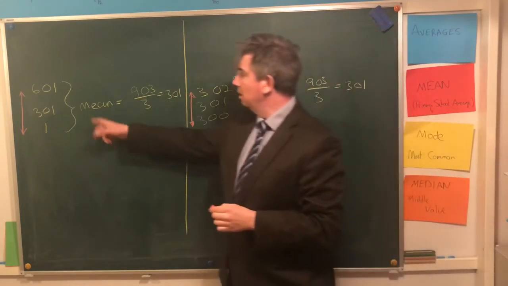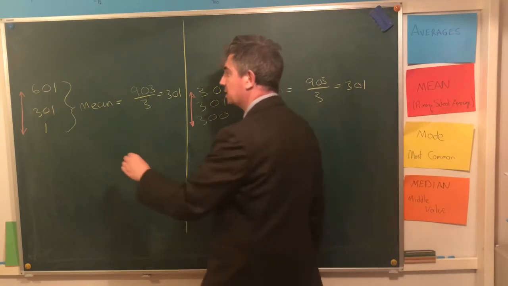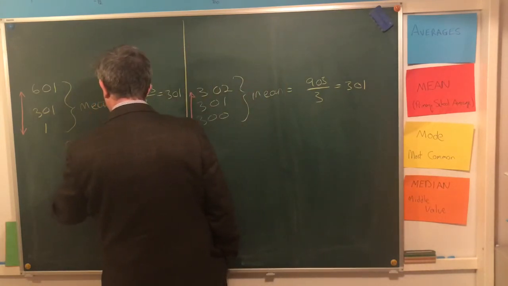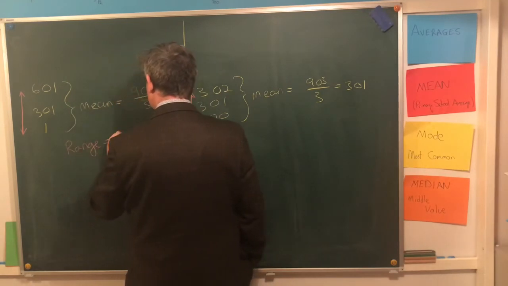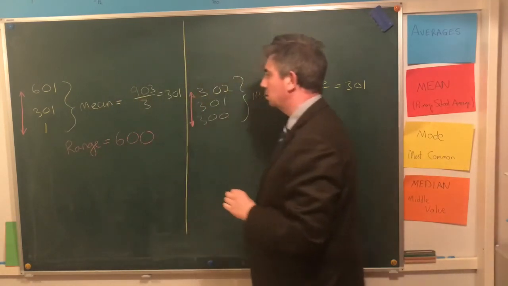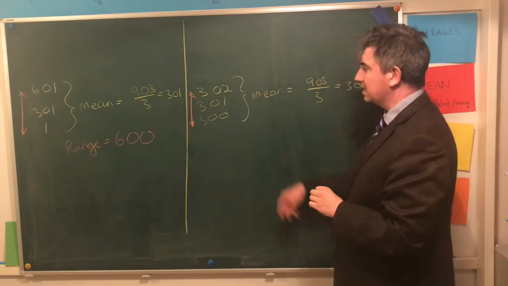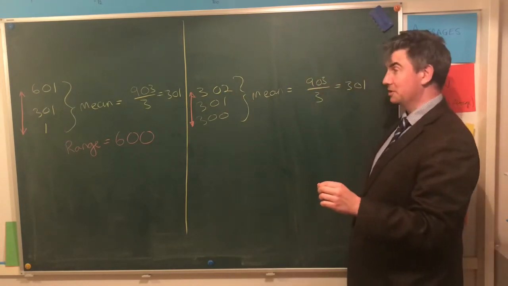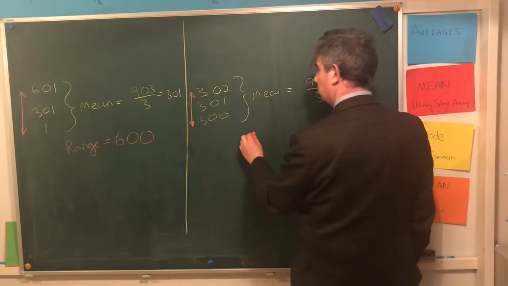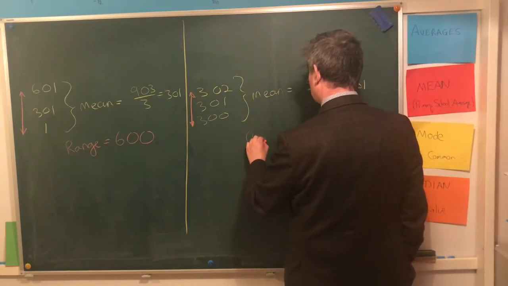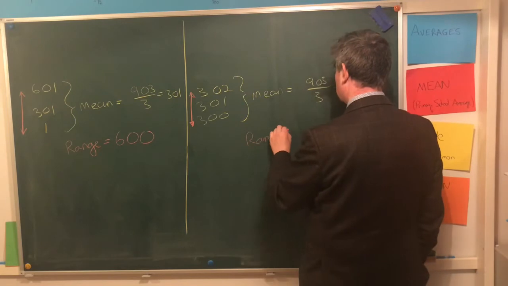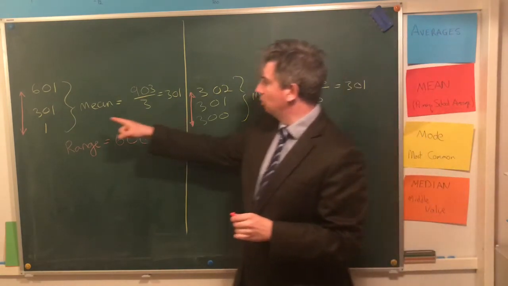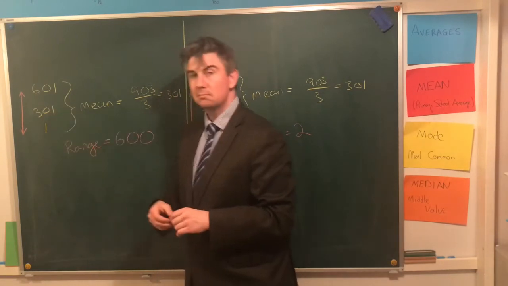So this one over here will have a huge range. The range of this one is equal to 600. Whereas the range of this data set is only about what? 300 and, is only about, well, sorry, not 300 and something. It's much smaller, it's actually 2. So to get the range, I take the smallest from the biggest.